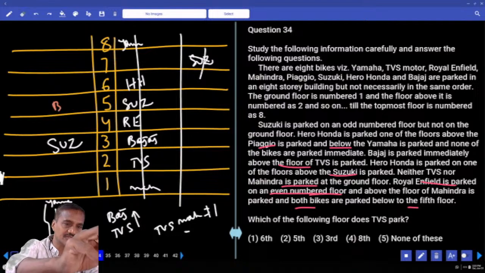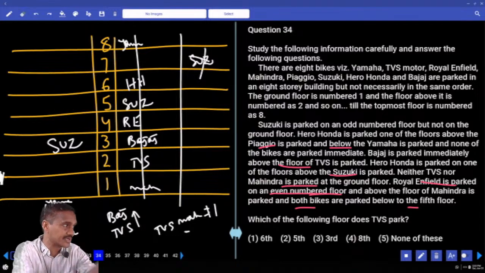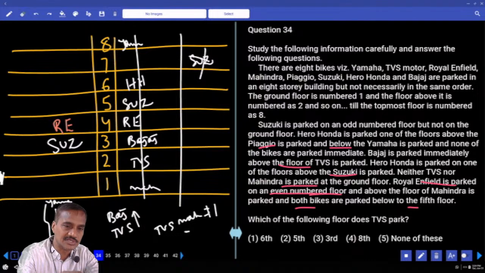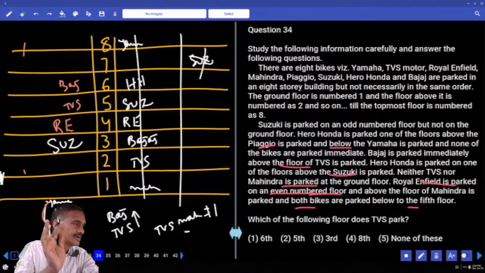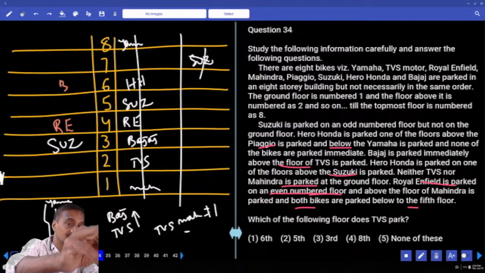Then next one, I am going to extend this. That means Royal Enfield cannot be on the 2nd floor, so Enfield is at this place. Where should Bajaj and TVS be? If Bajaj and TVS are like this, then Yamaha, Hero Honda and Piaggio cannot be in the alternate places. Right? Hence Bajaj and TVS cannot be on 5 and 6.